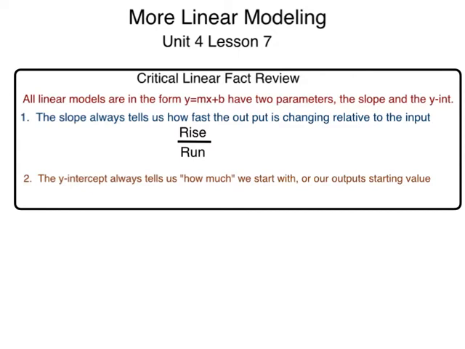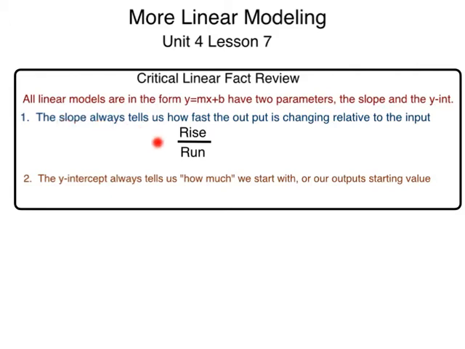Unit 4, Lesson 7. I want to go over some critical linear facts from Unit 4, Lesson 6. All linear models are in the form y equals mx plus b and have two parameters, the slope and the y-intercept. The slope is our m, the y-intercept is our b. I know we're really beating this in, but we have to make sure that you understand this concept.